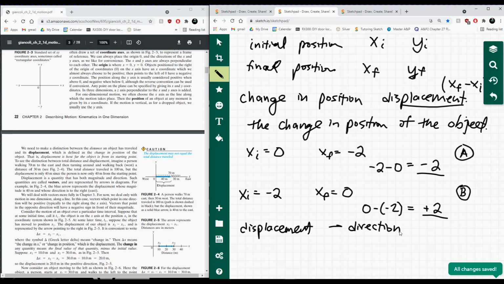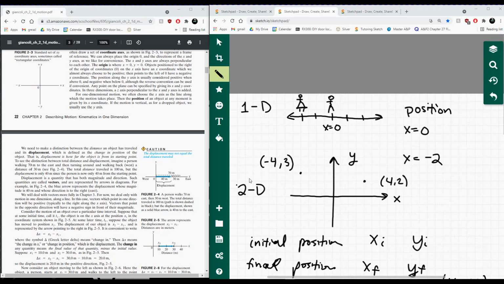This is like saying when you go to a friend's house, your friend's house is located 5 miles west or 5 miles east. The magnitude would be the 5 miles, and the direction would be west or east. As for the case in the two-dimensional coordinate system, let's imagine that the point located at -4, 3 was located as point C, and that of 4, 2 was located at point D.